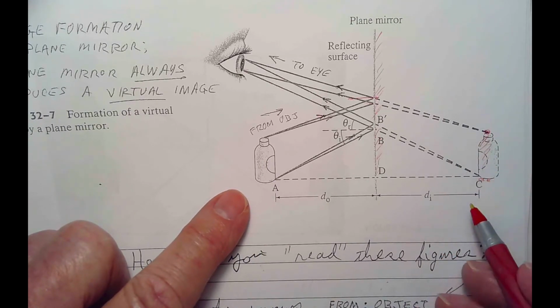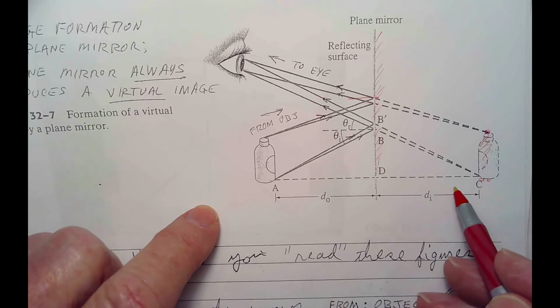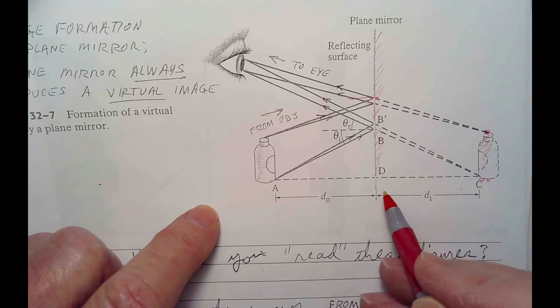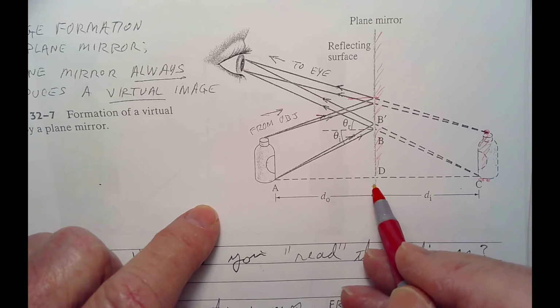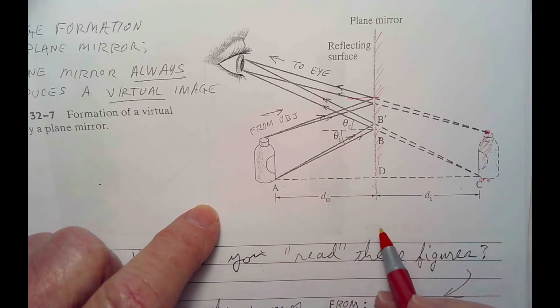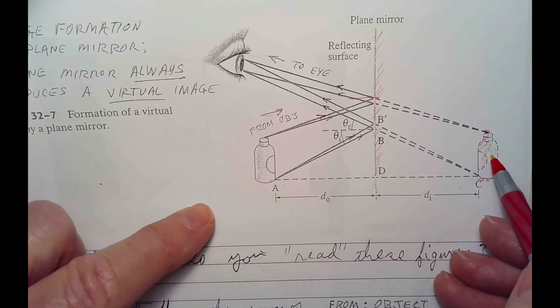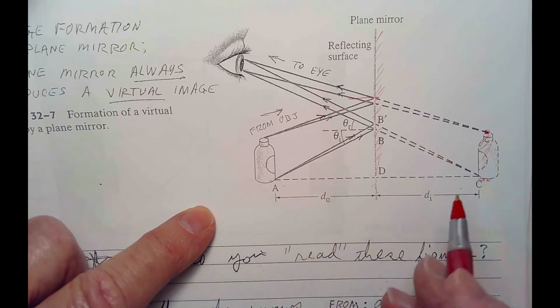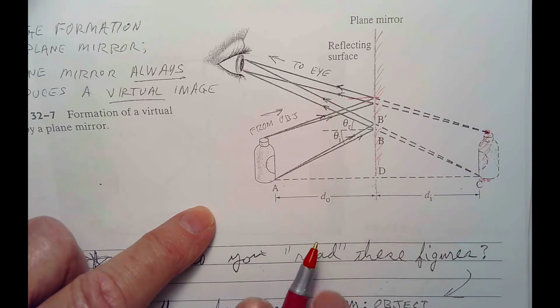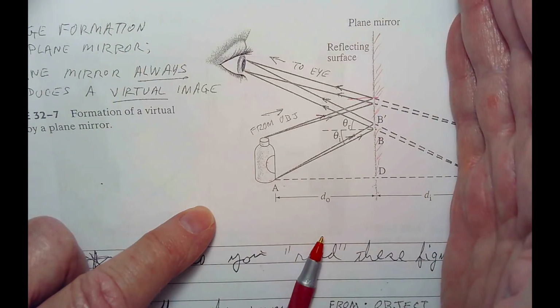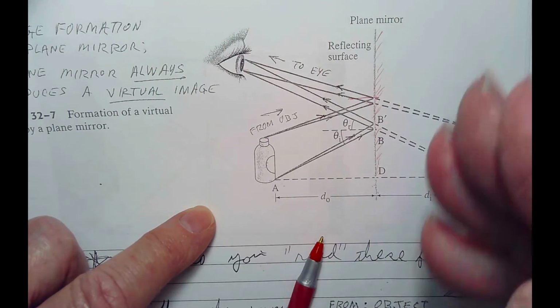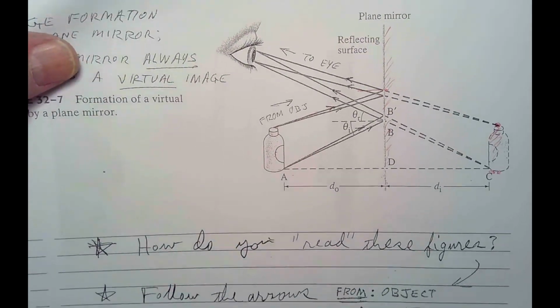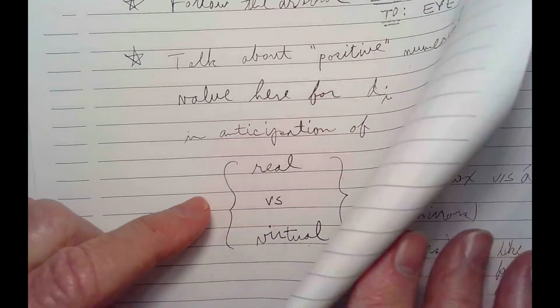For this particular case, that image is exactly the same distance behind the mirror as the object is in front. It has the following properties: it's upright, it has the same size as the object, and it's a virtual image. I can't project that image on a screen. I'll show you an example later on when you can. So I said a word about that.